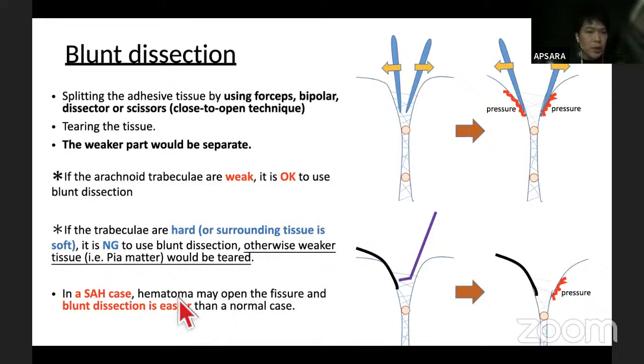And one more thing, in a SAH case, there is usually already a hematoma in the arachnoid fissure, I mean the Sylvian fissure area. So the hematoma has already opened the fissure in some portion. So just wash out this hematoma and do some kind of blunt dissection using bipolar, which may separate it easily. Compared to unruptured aneurysm or tumor cases, hematoma cases are easier for blunt dissection. That's my opinion.